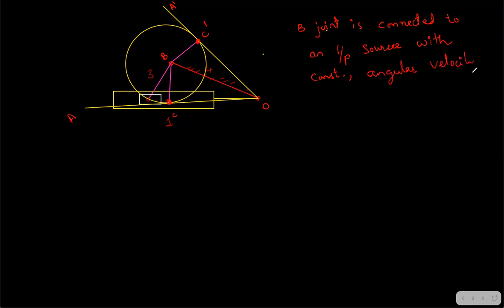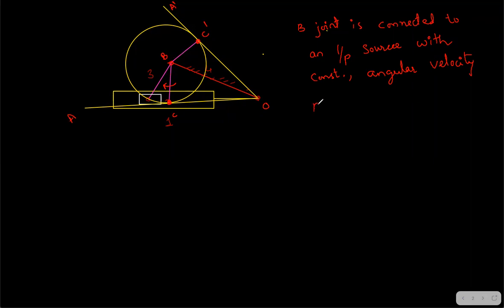Okay, it means it might be a motor. Just fix it here. So what will happen? This will rotate with constant angular velocity, and let's say that it's rotating clockwise. Fine, it's rotating clockwise with constant angular velocity. Constant angular velocity means it will rotate with some specific speed like radians per second. Fine. So now tell me something.